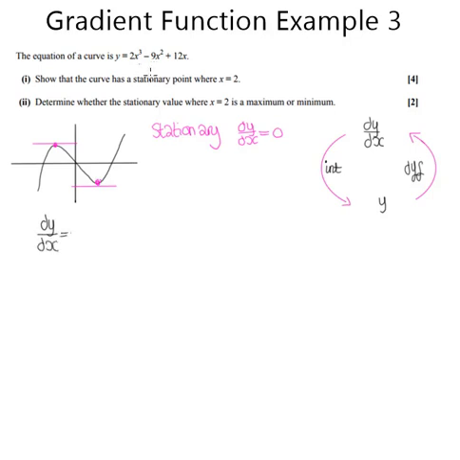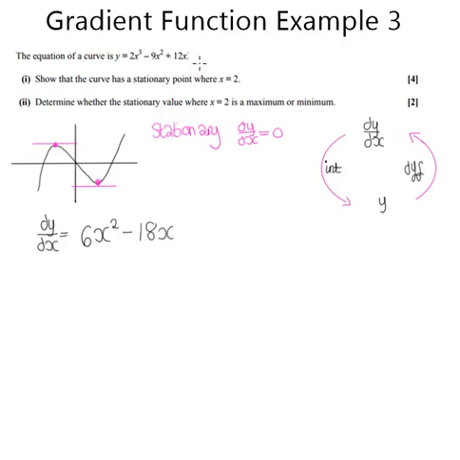Now, to differentiate, we need to times the power by the number in front. So in this case, it's going to become 6. And then we take one from the power. So it's going to become 6x squared. Let's do the same with the next one. Times by the power. So we're going to have minus 18. And take one from the power, x.